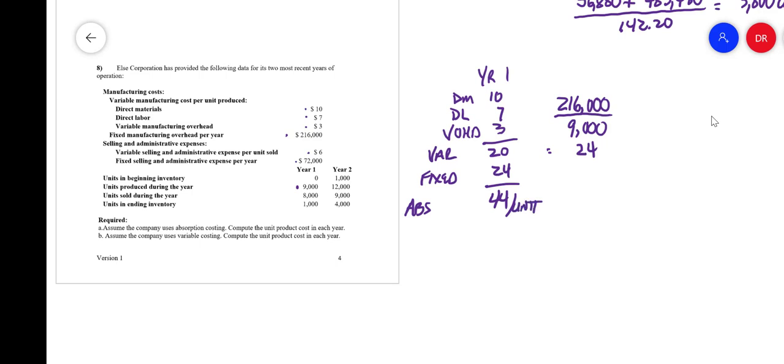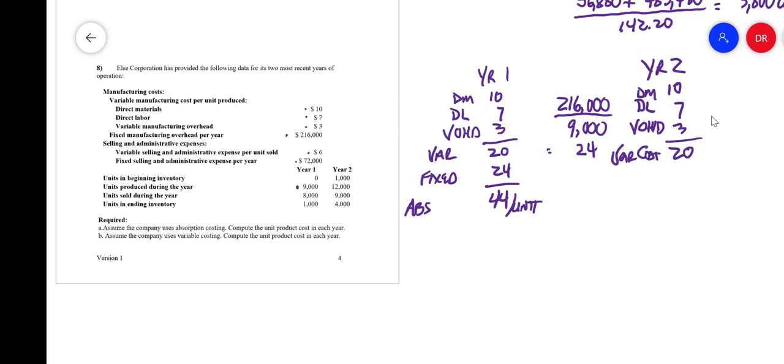Okay. In year 2, we're going to do the same thing. We're going to follow the same approach. We'll use the same variable costs that they gave us in year 1. Direct materials, direct labor, variable overhead of 3. So we have variable cost of 20. That does not change. Alright?